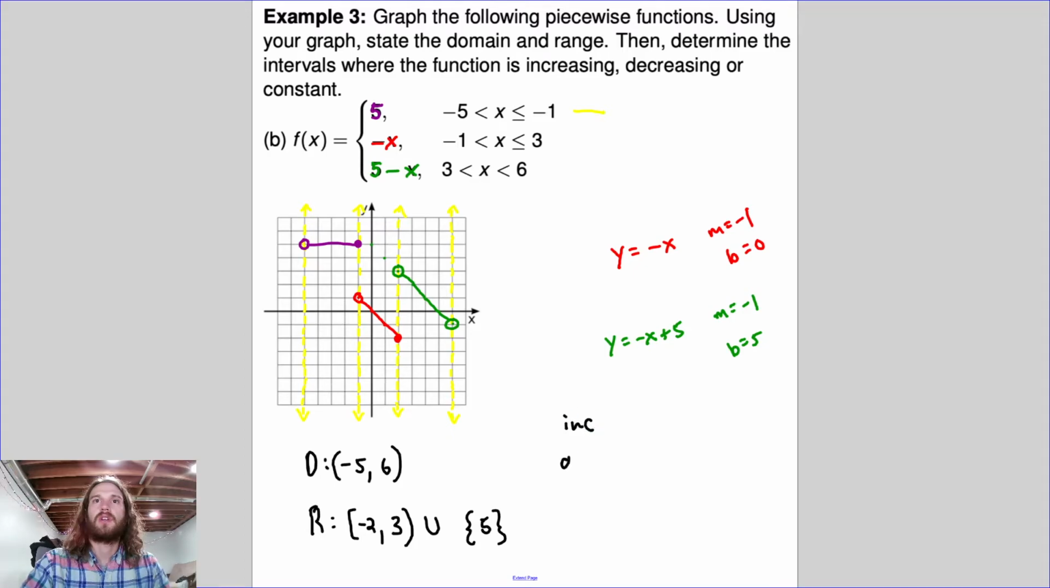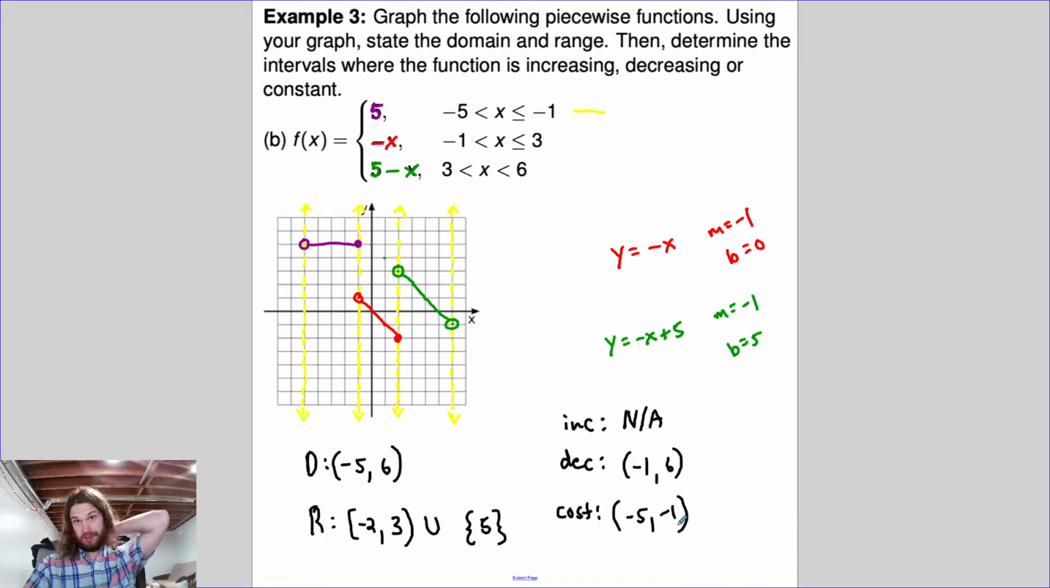Let's do increasing, decreasing, constant. Where is it increasing? Where is it going uphill as we go from left to right? It's not. So we just say NA. Decreasing, it's decreasing from here to there. So that is from negative 1 up to 6. And where is it constant? That is from negative 5 to negative 1. Yep, perfect. Nice job.